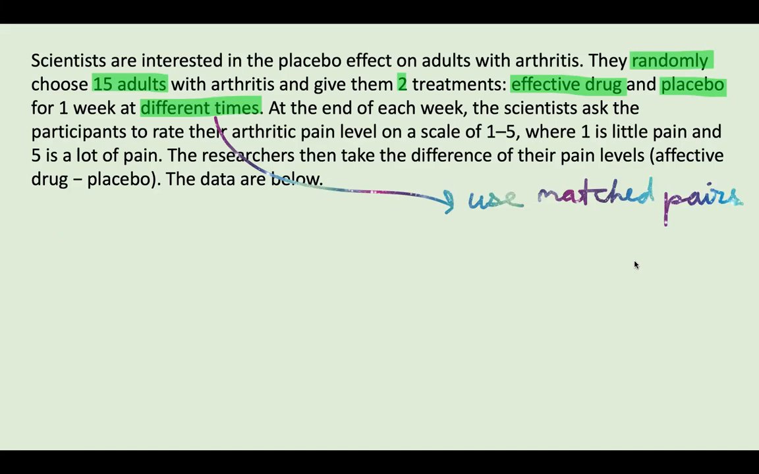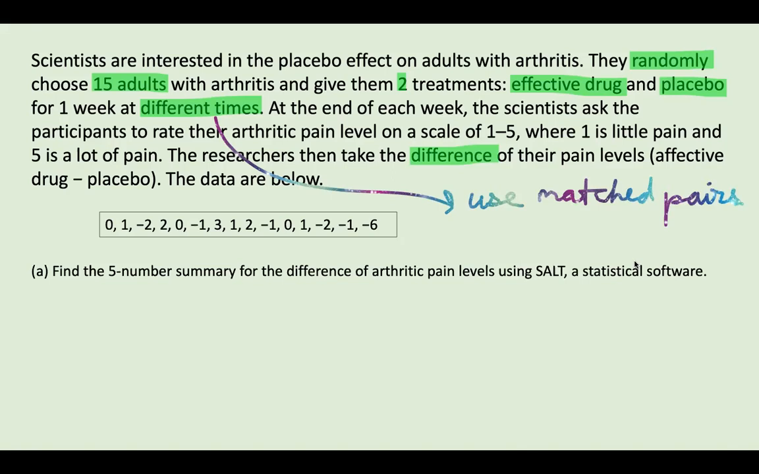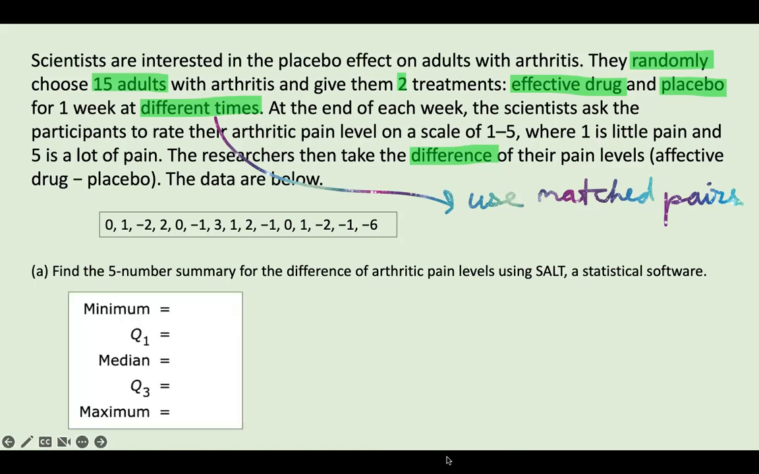on a scale of 1 to 5, where 1 is little pain and 5 is a lot of pain. The researchers then take the difference of their pain levels, the effective drug minus the placebo. The data are below. Find the 5-number summary for the difference of arthritic pain levels using SALT, a statistical software. And we are going to begin by filling in this table using SALT.